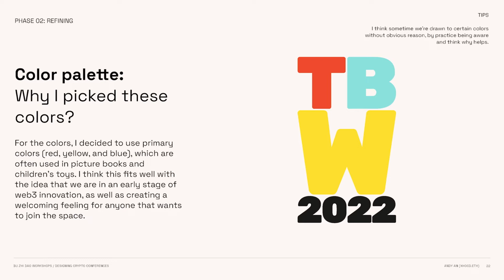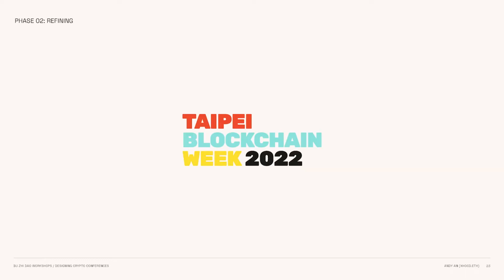Here's the color I picked for Taipei Blockchain Week. I ended up with the red, yellow, and blue primary colors, which are often used in picture books and children's toys. I think it fits well with the idea that Web3 is early stage and very young, and it conveys a welcoming feeling. Because it's for kids, right? So it's welcoming, it's warm, and that's good for anyone that wants to join the space.